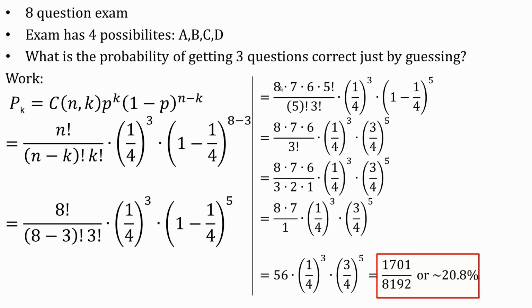Same idea. So 8 times 7 times 6 times 5 factorial. I'm doing that because 8 minus 3 is 5 factorial, so the 5 factorials would cancel. Then we can expand 3 factorial and get 3 times 2 times 1, and we can simplify a bit. 3 times 2 is 6, 6 divided by 6 cancels, and so we get here 8 times 7. So 56 times (1/4) cubed times (3/4) raised to the 5th. If you use a calculator, you would get about 20.8%. And that's all we need to do for these types of problems.